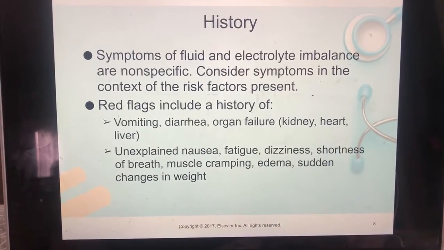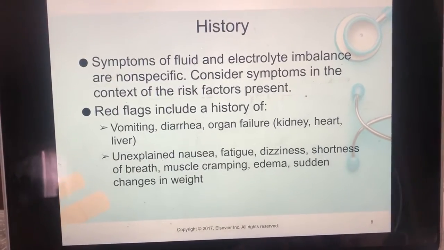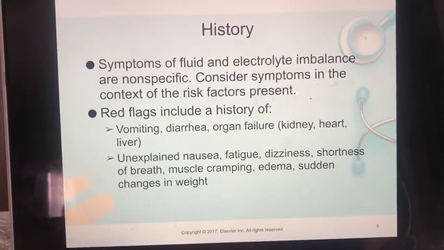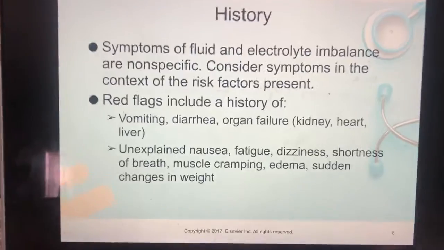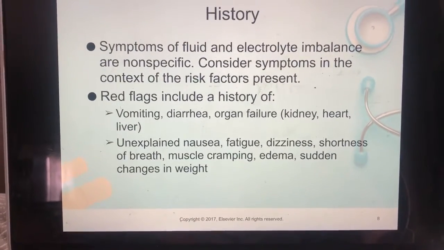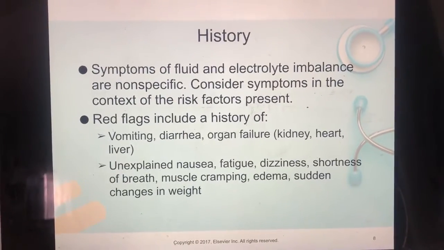Symptoms of fluid and electrolyte imbalance are nonspecific. So consider the symptoms in the context of the risk factors present. Red flags might be, for example, are they vomiting? Are they having diarrhea? Do they have organ failure, kidney failure, heart failure, liver failure? And we talked about how those can affect the way that fluid is exchanged in the body if the liver isn't working, or the heart, or the kidney.